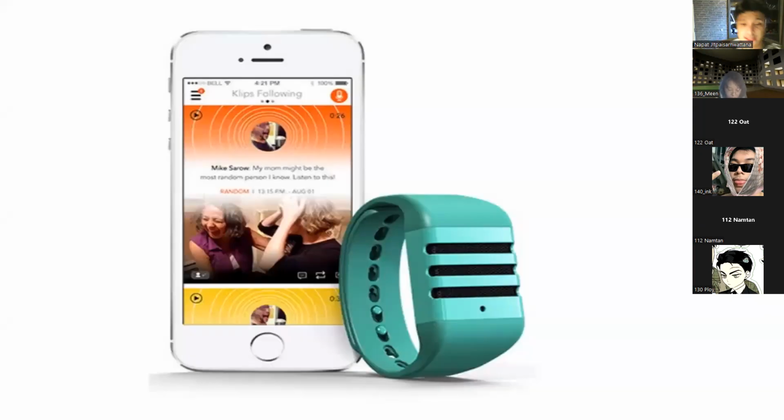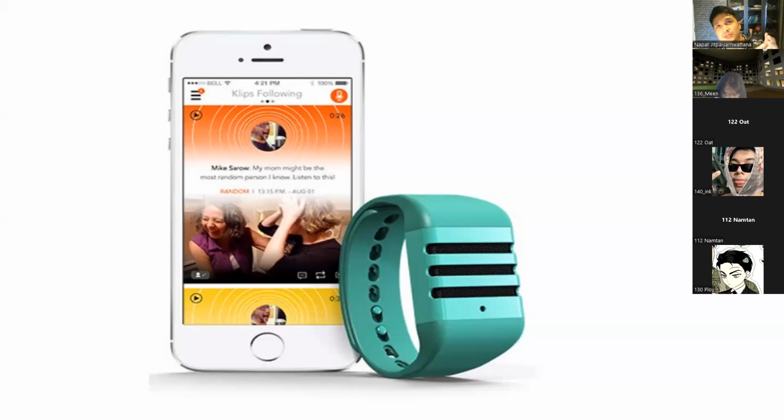This one is also a technology that keeps track of data. When we talk about wearable technology, like Apple Watch and all the running smart watches, it keeps track of a lot of things, right? It keeps track of your heart rate, your steps, your locations and so on.